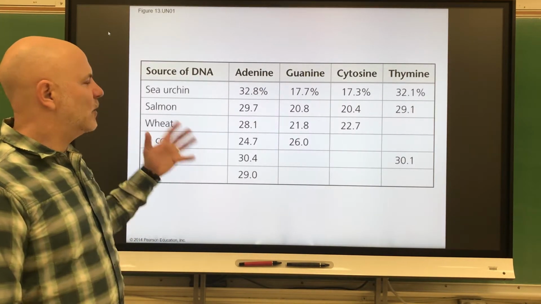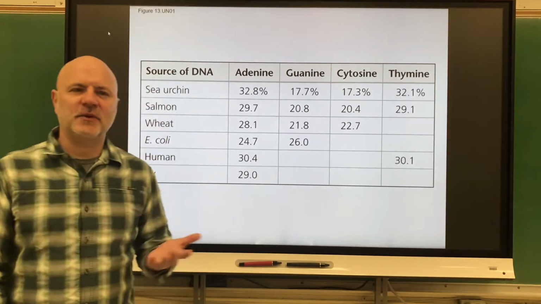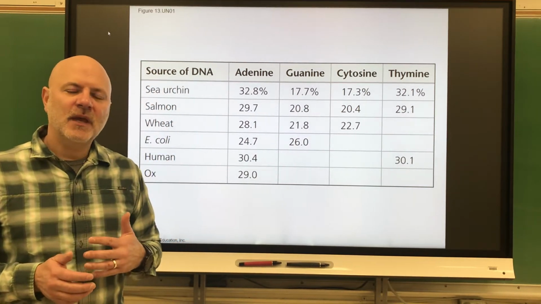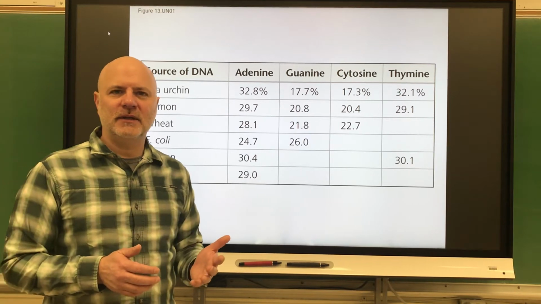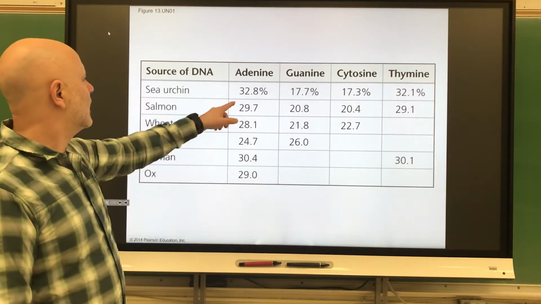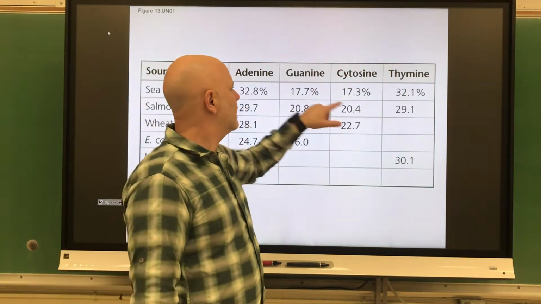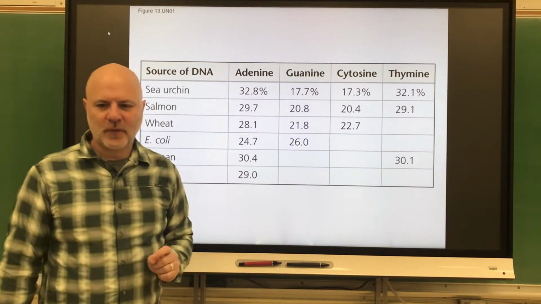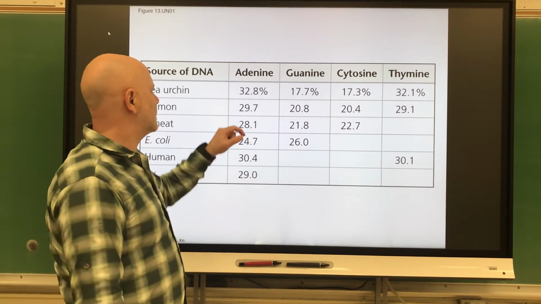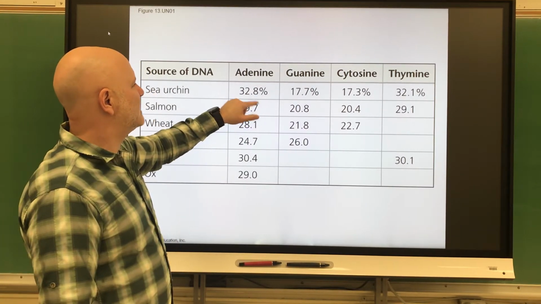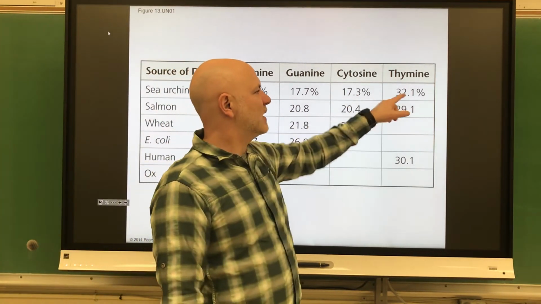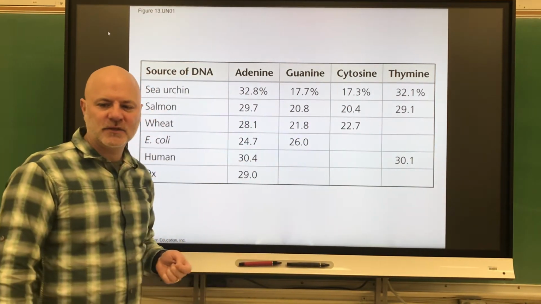All right? So what he always found here was that his percentage of adenine always equaled his percentage of thymine, and his percentage of guanine always equaled his percentage of cytosine. So if you look on here, here's adenine, there's thymine, guanine, cytosine. Not exact, but really, really close. All right. And also what he found is if he added up his adenine and guanine, well, that equaled 50%. And if he added up cytosine and thymine, well, that equaled 50% as well.